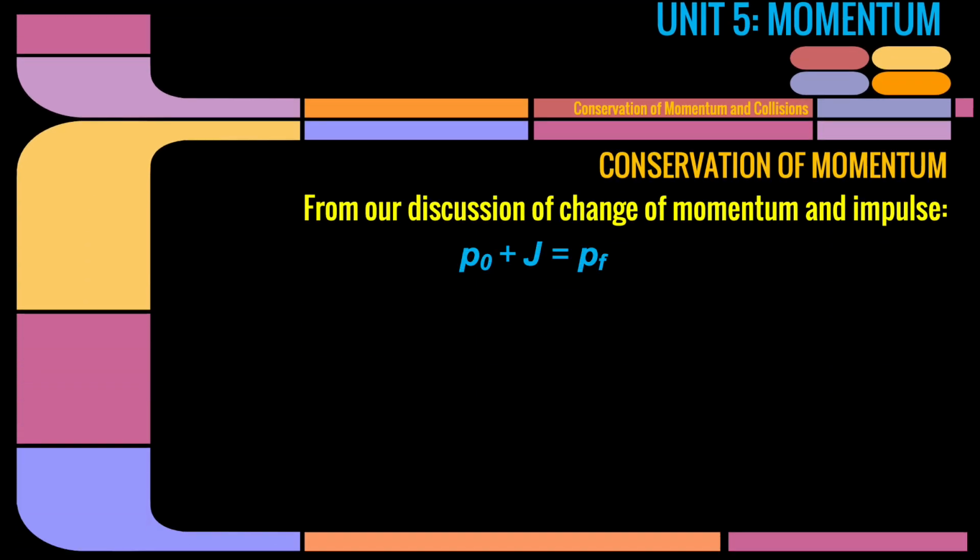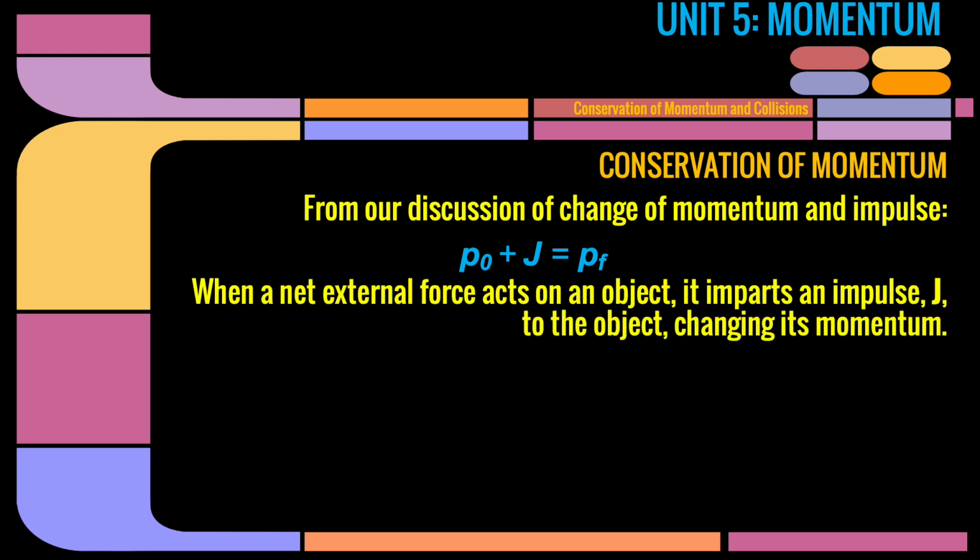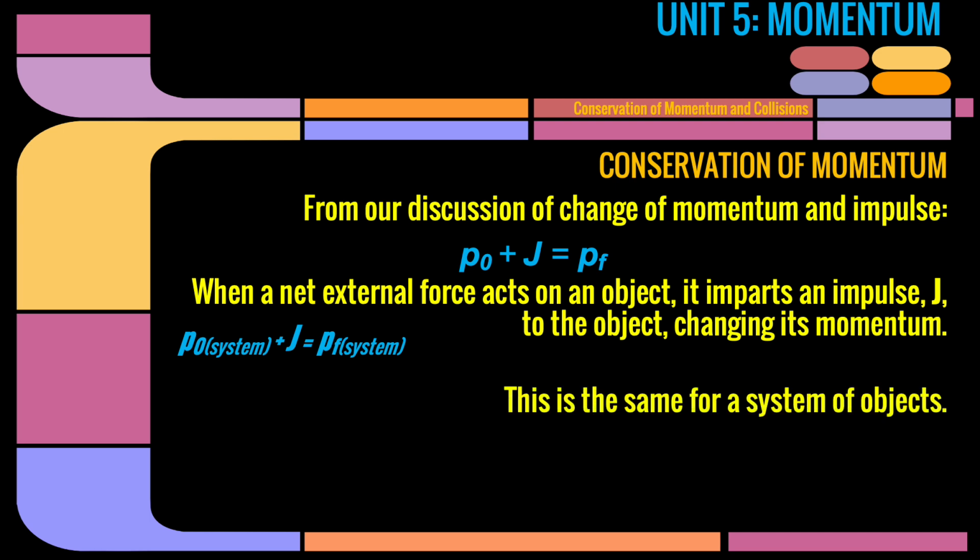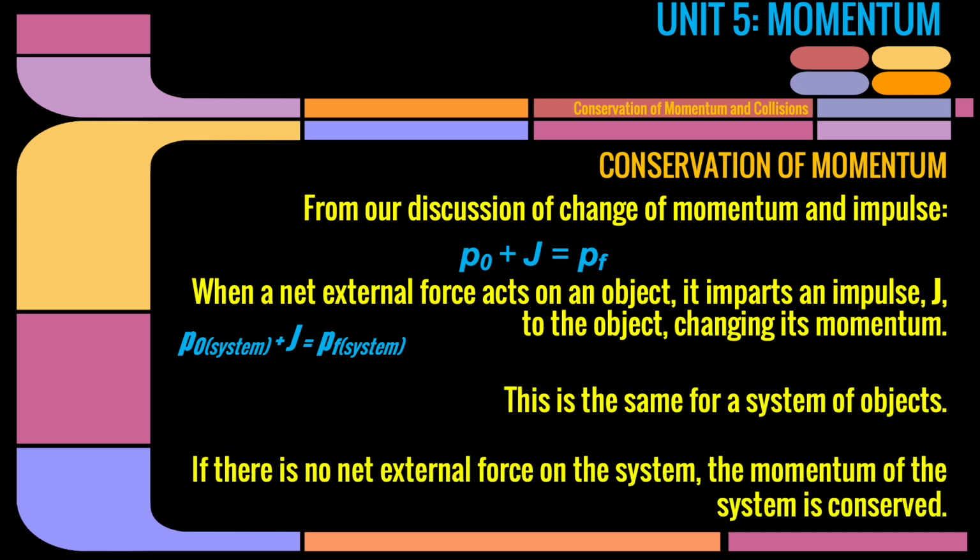So a quick rehash of our momentum change and momentum. We have initial momentum plus J, which is the impulse, equals the final momentum. A net external force acts on an object. It imparts an impulse J and therefore changes its momentum. All of this is kind of just saying the same thing. If there's no external force on the system, then the momentum of the system is conserved. Initial momentum is equal to final momentum.